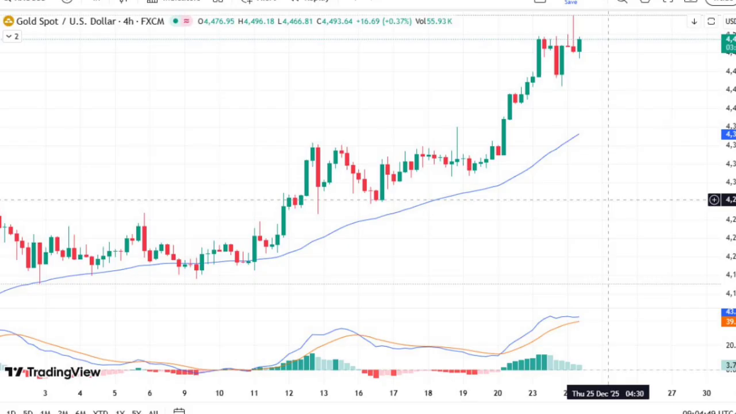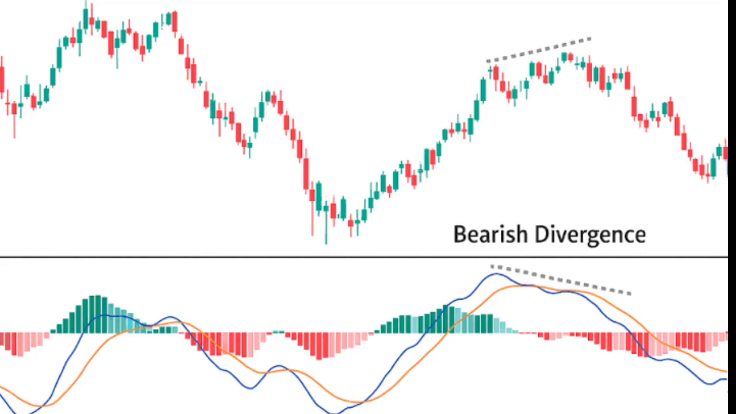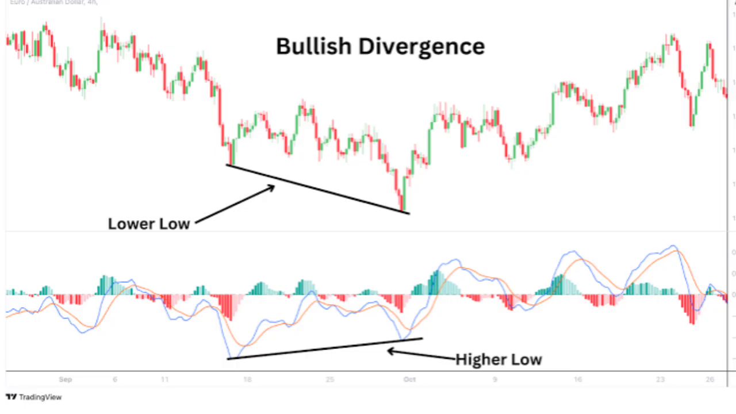Pillar 2. Classic and hidden divergence. This is for spotting major trend exhaustion or strengthening, often at key support resistance. Classic bearish divergence. Price makes a higher high, but the MACD histogram, or line, makes a lower high. Momentum is fading, a potential reversal signal. Classic bullish divergence. Price makes a lower low, but MACD makes a higher low.